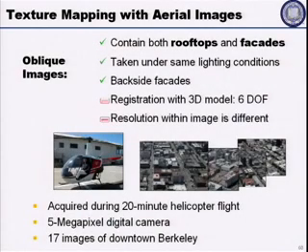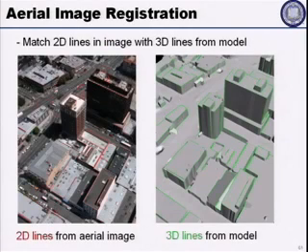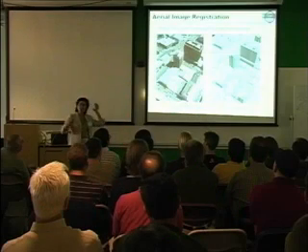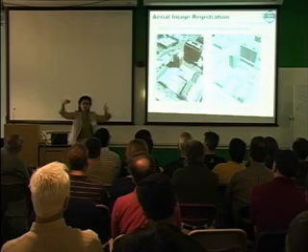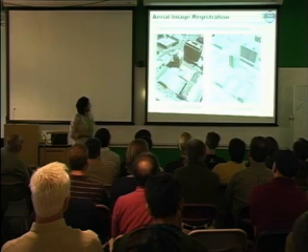Next, texture mapping from aerial. So this is the helicopter, and we did a 20-minute ride, 5 megapixel digital camera, 17 images, and it's from both rooftops and facades. So now the question that this gentleman asked comes up: how do we determine the pose of those images, or the airborne images?